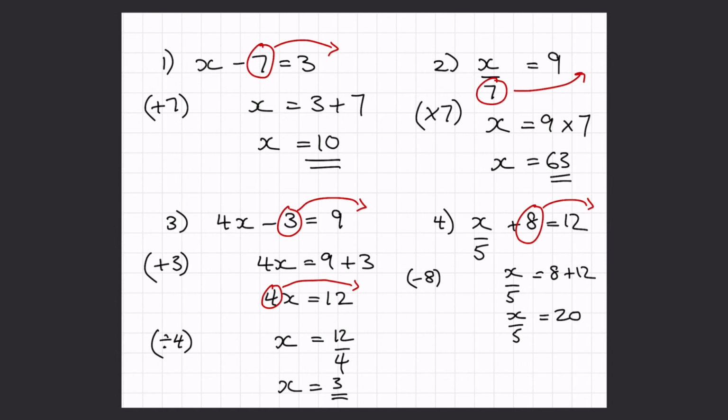I now need to deal with this 5, get that from the left-hand side over to the right-hand side because I want to get x on its own. I'm dividing by 5 on the left-hand side, so that means I must multiply by 5. So I end up with x is equal to 4 multiplied by 5. X is equal to 20.